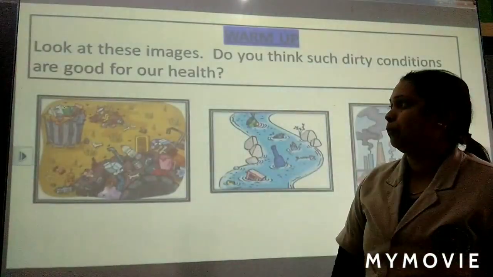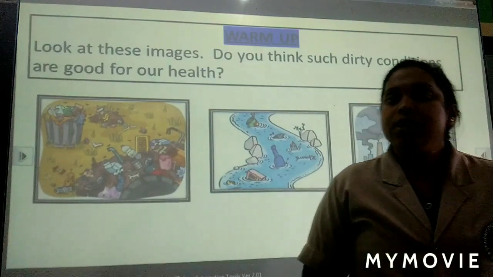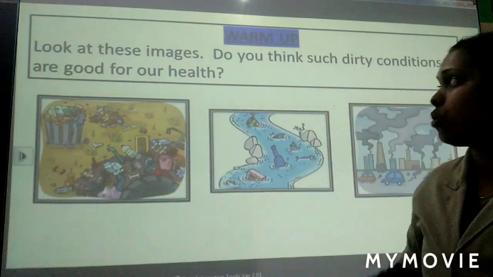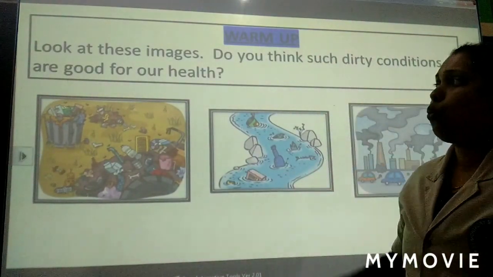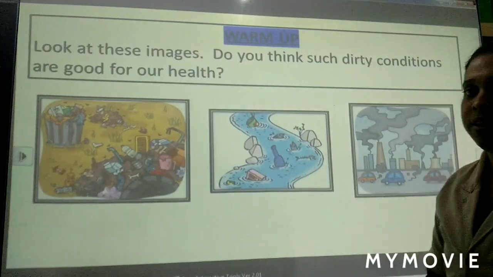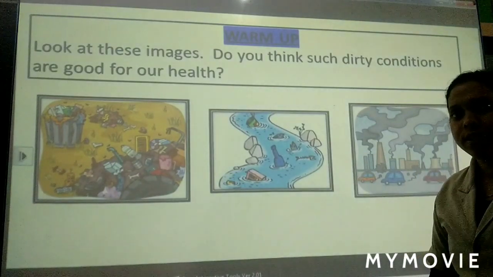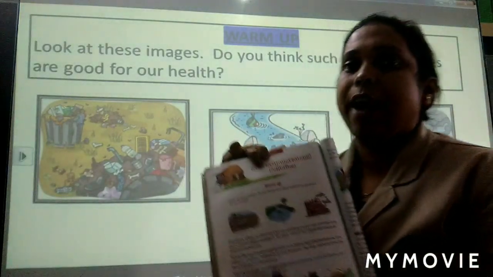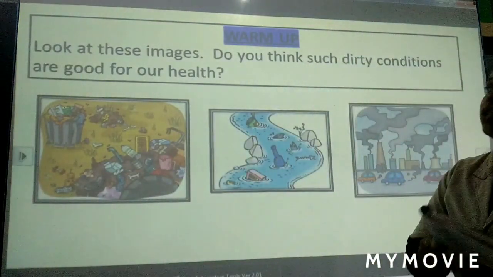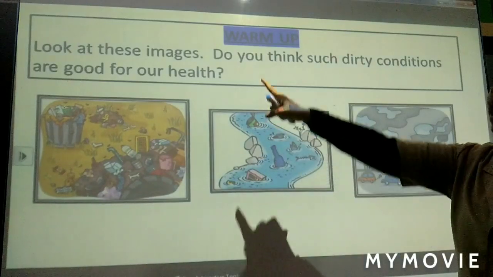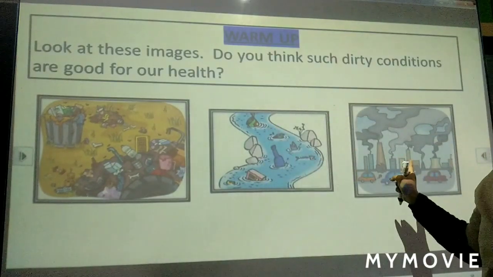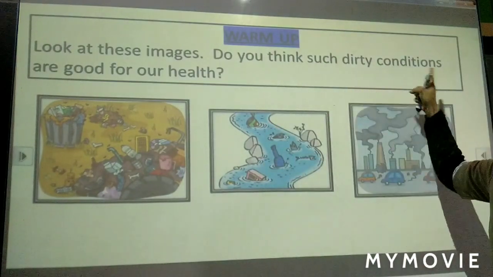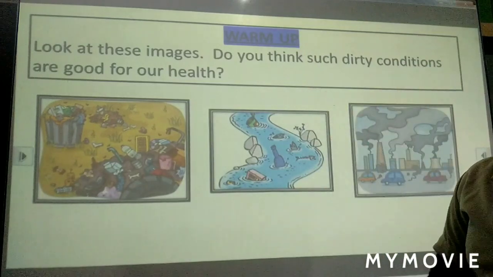Yes, let's start. Okay. So, before starting, I want you to see on the screen. What all things can you see on the screen? Can you see the 3 pictures? Yes, this is your warm-up box. It's there in your book also. I have put pictures here also. So, see here. What do you have to do? Look at these images. Do you think such dirty conditions are good for our health?